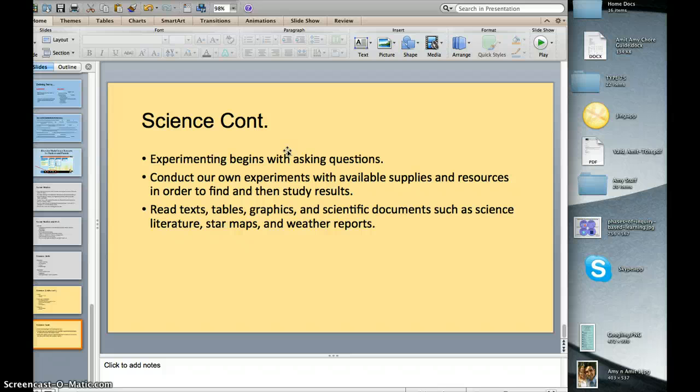And another thing in science I think that's worth noting, going back and connecting this to the ELA, is we read a lot of texts, tables, graphics, and scientific documents, such as literature and science, star maps, and weather reports, for example.